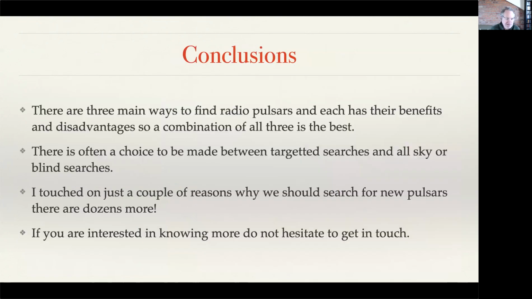So I hope I've given you some idea of how we go about searching for pulsars and why we might want to go and search for pulsars. As I mentioned, there are 3 main ways to find radio pulsars, and each has its benefits and disadvantages. So most modern pulsar surveys are trying to use all 3 approaches so we can fully sample the population. There's a choice to be made when you do a pulsar survey between targeted searches and all sky or blind searches, and it really depends on what your goals are as to which of these you go for. And then I touched on just a couple of reasons why we should search for new pulsars.